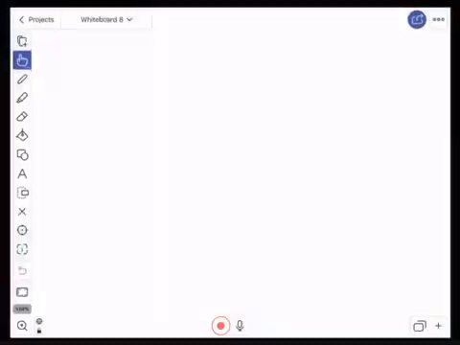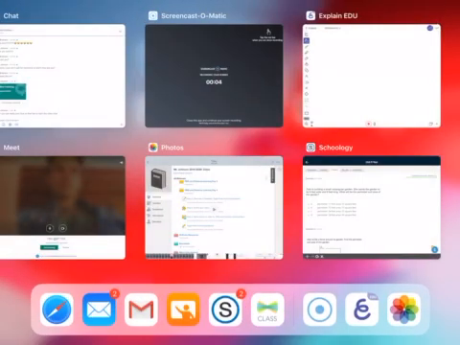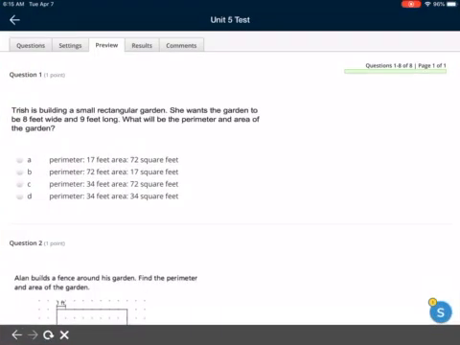But I'm going to go back to the test here. So question number 1, it says, Trish is building a small rectangular garden. She wants the garden to be 8 feet wide and 9 feet long. What will be the perimeter and area of the garden? So you have to figure this out, and then you have to choose the correct one down below.